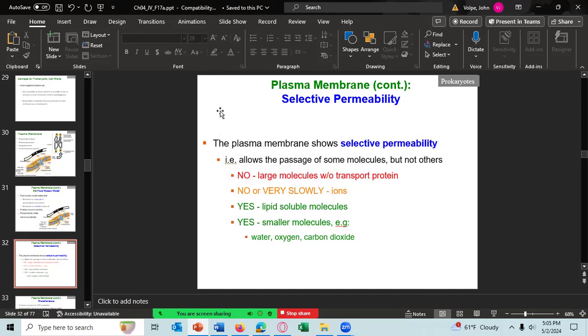Ions cannot move across the cell membrane, or if they can, they move very slowly. Lipids can move across the cell membrane because lipids can dissolve in the cell membrane. However, there aren't too many lipids outside the cell. If you think about a red blood cell in the blood, there are some lipids in the blood, but most of the blood is water and molecules dissolved in the water. Smaller molecules like oxygen and carbon dioxide may diffuse across the cell membrane.